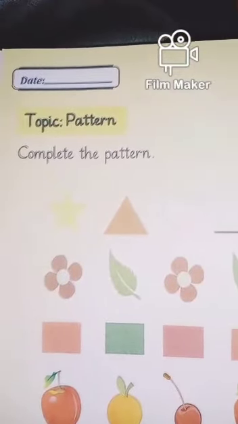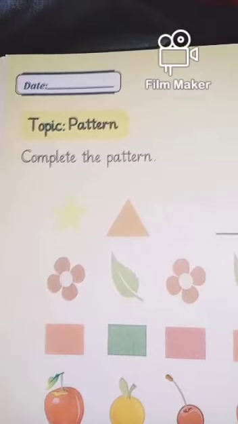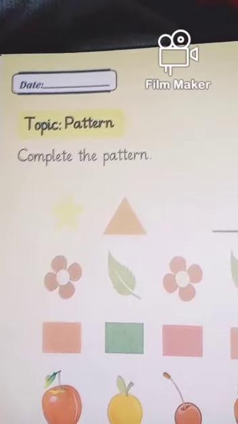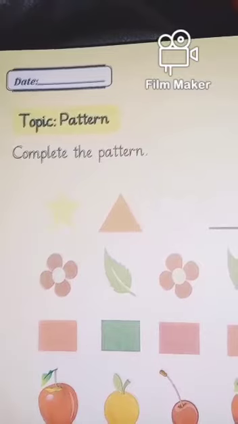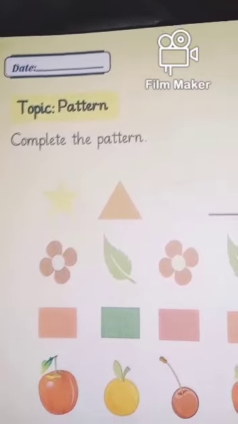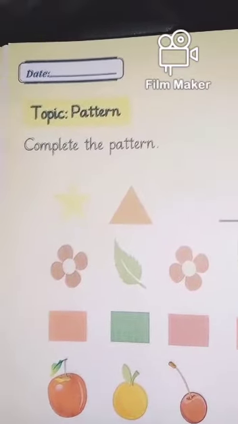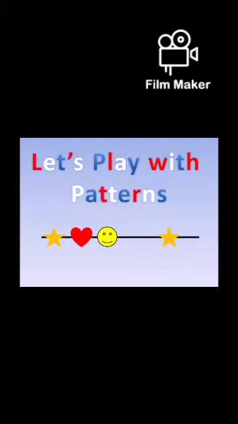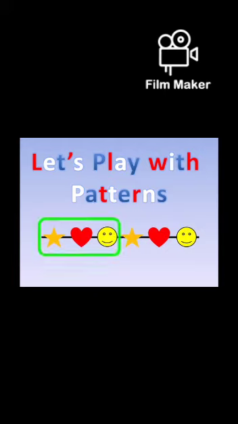So before starting our written work, we will do a little activity. Okay, so close your books. The patterns. We see patterns everywhere and all around us. Look at the necklace. We have a star, heart, happy face. Star, heart, happy face. This is called a pattern because it repeats itself again right here.